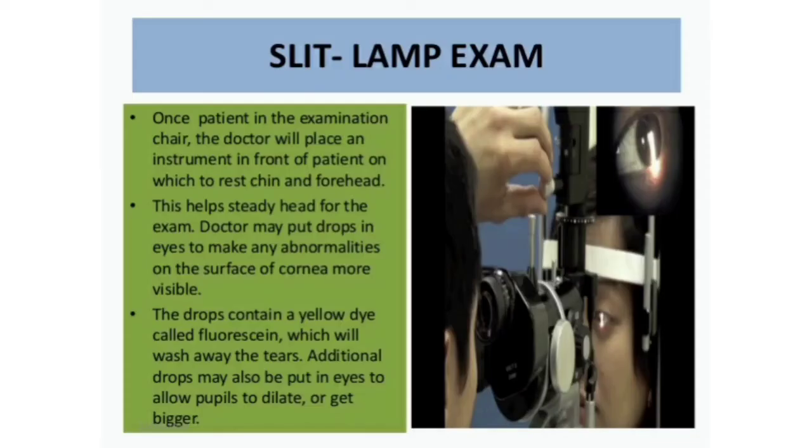This is the picture where you can see the patient being examined by the doctor in a slit lamp, where you put the chin. The patient is asked to rest the chin and forehead, and the doctor, with the help of the slit lamp, a special kind of microscope, uses high intensity light to magnify all the structures: the lens, the sclera, the conjunctiva, below the eyelids, everything can be examined. If there is a foreign body, that also can be examined by slit lamp. And a drop that contains a yellow dye, known as fluorescein, is given.